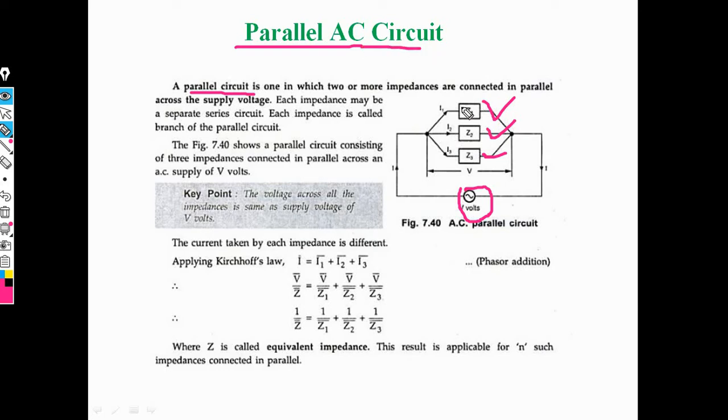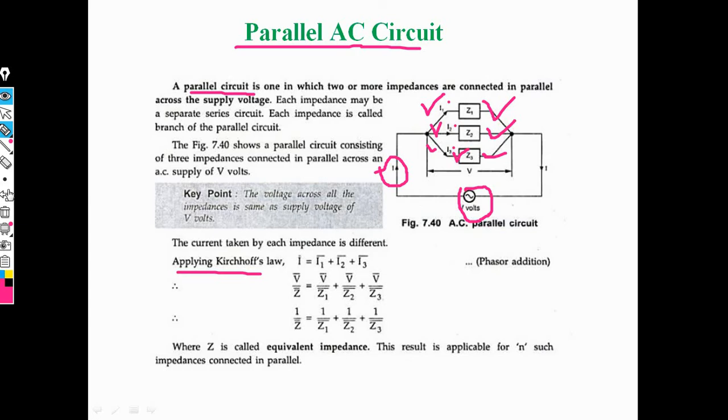Now in impedance Z1, current I1 is flowing through it. In Z2, current I2 flows, and in impedance Z3, current I3 flows. Now this is the parallel AC circuit. Then we apply Kirchhoff's current law, that is I is equal to I1 bar plus I2 bar plus I3 bar, the total addition of the currents.